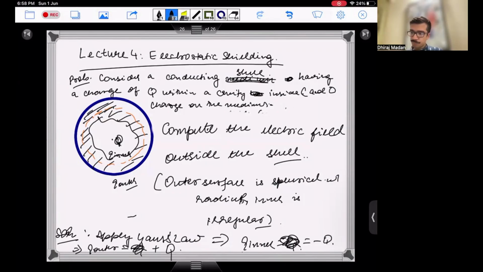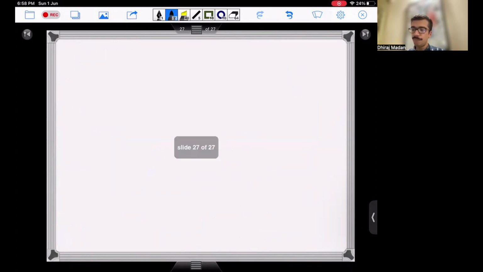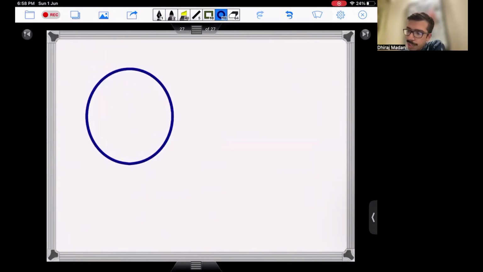Okay, so this is the configuration of charges we have computed. Now the problem asks us to compute the electric field outside the shell. So how do we do that? Here is a point charge of plus q inside. There is minus q induced on the inner surface, and then finally a plus q induced on the outer surface.